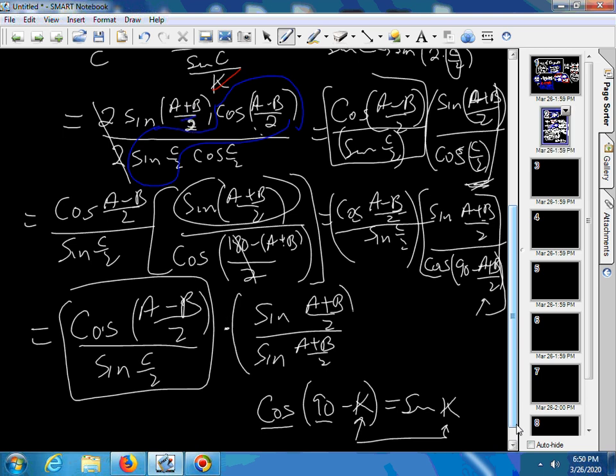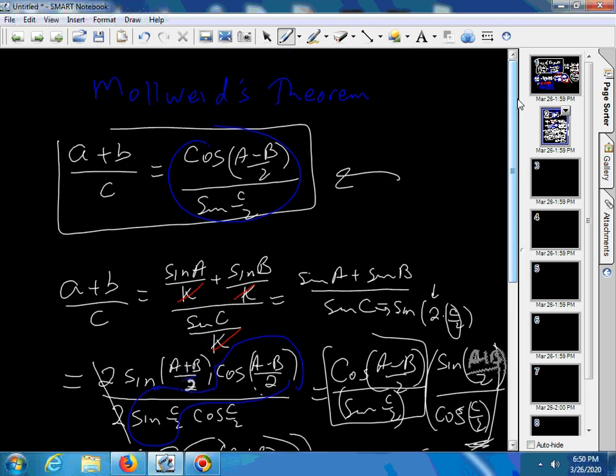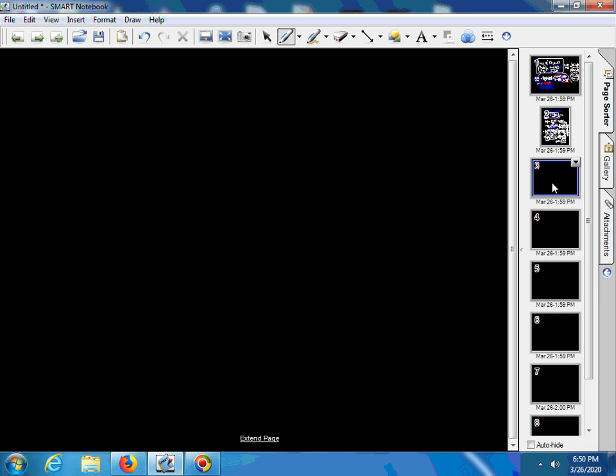I now smile because that's going to cancel out, and I am going to get just what I want. As long as I write it correctly, I'm going to get the cosine of (a minus b) over 2 divided by the sine of c over 2. And there it is. That is the first of Mollweide's theorem. Let us now prove the second theorem of Mollweide's.